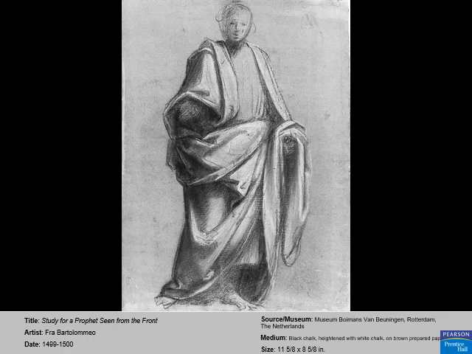This is a black chalk drawing. It's made with black chalk and highlighted with white chalk on brown prepared paper. And this is a study for a prophet seen from the front by Bartolomeo. It's not concerned with the subject's face or hands, but rather with his garments, which are rendered with great tonality. So, whereas metal point, which we spoke about a moment ago, is concerned with delineation and the use of line, softer media such as chalk and charcoal allow an artist to achieve a sense of volume, or this three-dimensional modeling of light and dark.